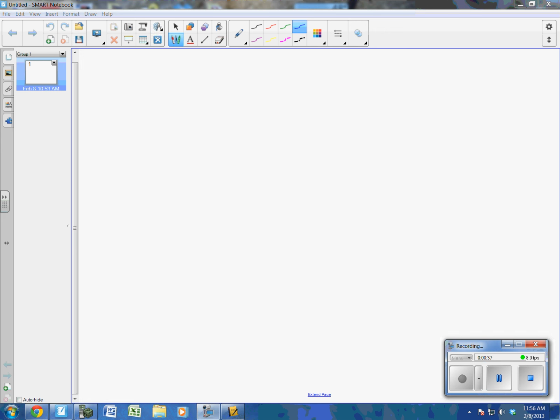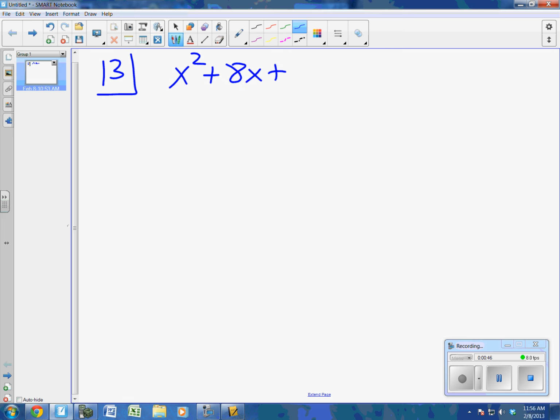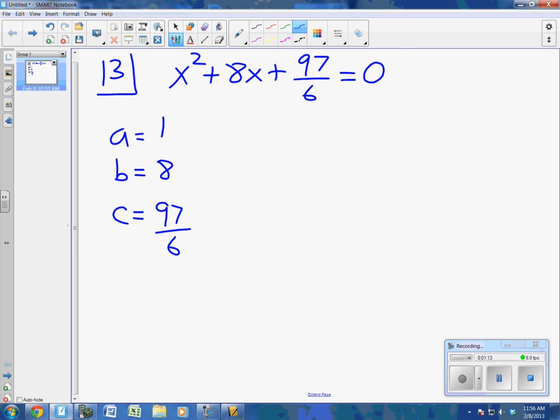13? Okay. 13, yeah, 13 looks like this. X squared plus 8x plus 97/6. You guys want to do this one because of the fraction, is that correct? What was that? 97. Oh, whoops. I said it right, just didn't write it right. 97/6. So, what are A, B, and C? 1, 8, and 97/6. And then we've been figuring out the discriminant first, b squared minus 4ac.